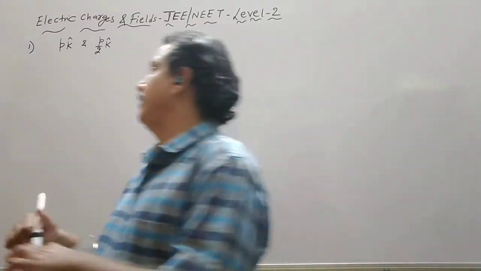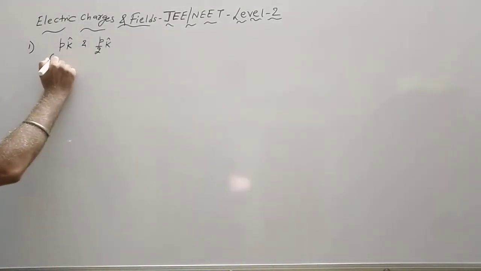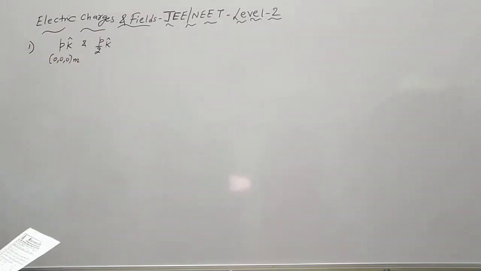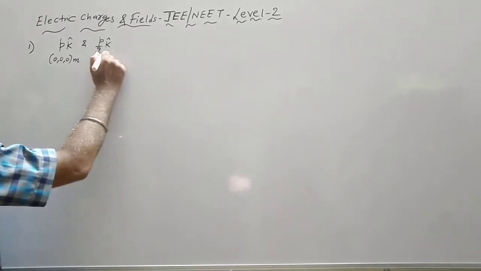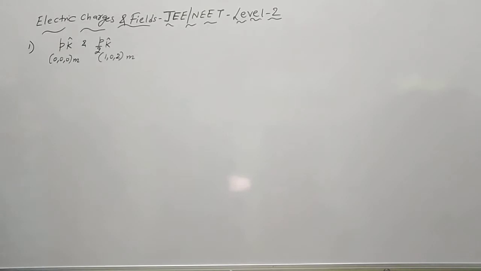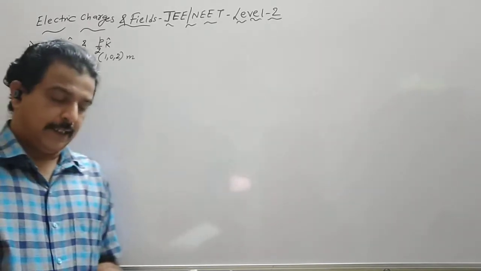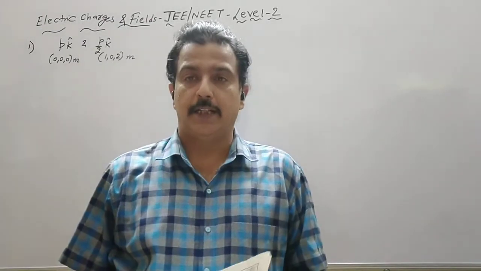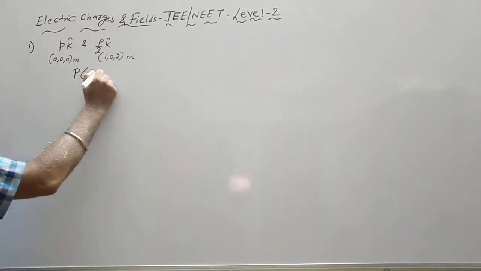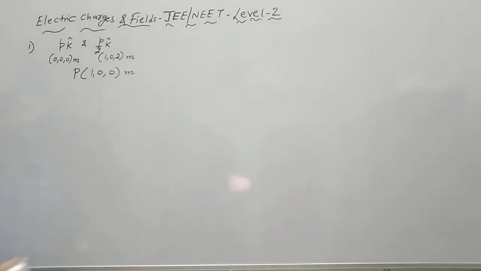The location of the first dipole is 0, 0, 0 meter, which means the origin, and the other dipole is at the point 1, 0, 2 meter, that is in the XZ plane. We have to find the resultant electric field intensity due to the two dipoles at the point 1, 0, 0 meter. So the point is along the x-axis.